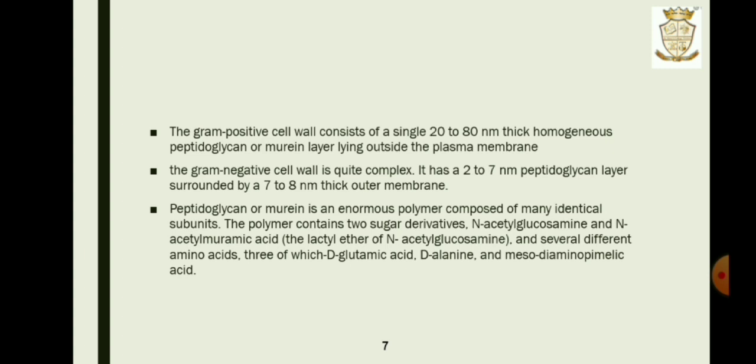Peptidoglycan or murein is an enormous polymer composed of many identical subunits. The polymer contains two sugar derivatives, N-acetyl glucosamine and N-acetyl muramic acid, and several different amino acids, three of which are D-glutamic acid, D-alanine and meso-diaminopimelic acid.